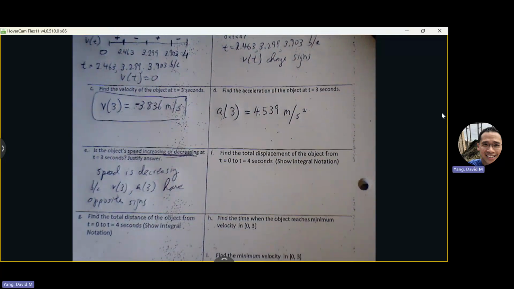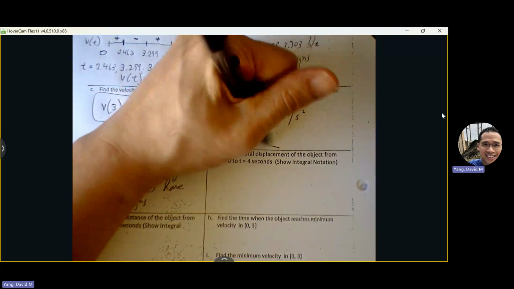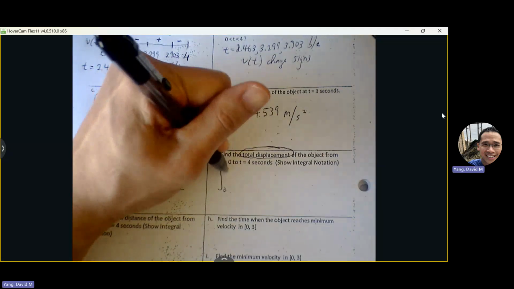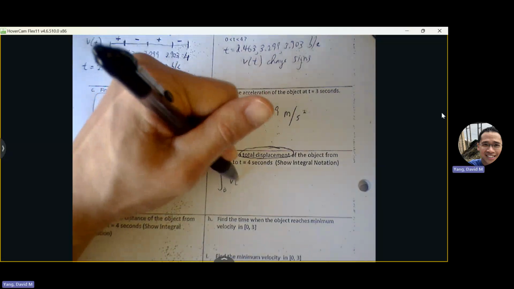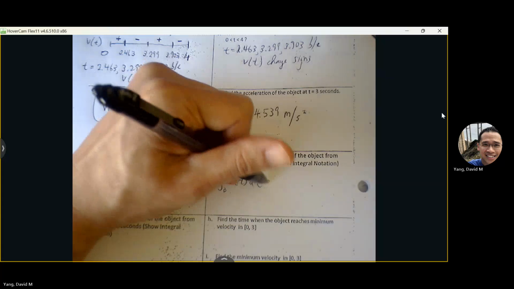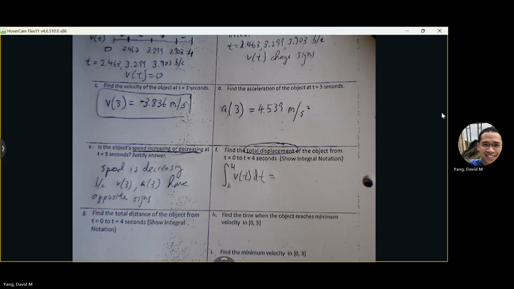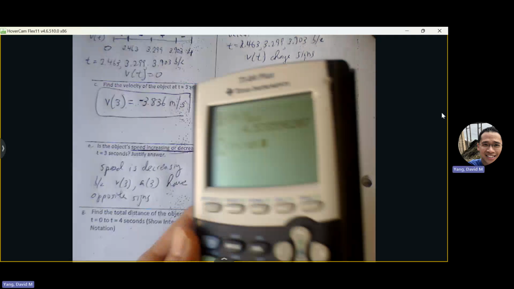Okay, displacement is just the definite integral. So really, it's just as straightforward as that, the integral of v of t dt. No absolute value. We don't want to add any number to it. It is just straightforward as that. Math 9 from 0 to 4. Alpha trace, y1.